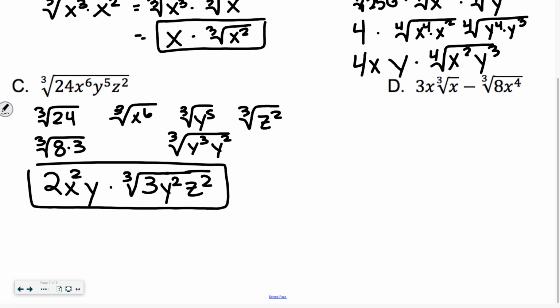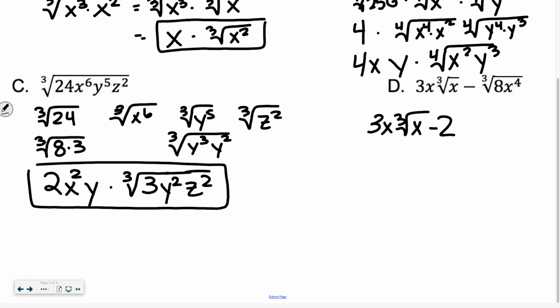Okay, D is just a matter of, can you subtract those as is? The answer is no. But you should try to simplify both if possible, and then maybe they are actually like terms. So this says 3x times the cube root of x. Well, I can't simplify a cube root of x. That's as low as it would go. This says minus the cube root of 8, which we know is 2. So this is 3x cube root x minus 2. And then the cube root of x to the 4th.